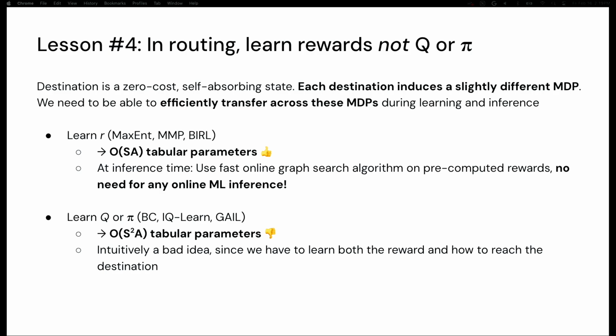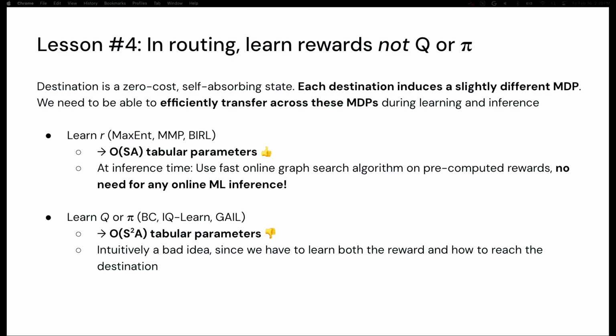So approaches that directly learn a reward function, which includes maxent and RHIP, require order SA parameters in the tabular setting. Basically, you need to learn a parameter for every single state action pair in your graph. And you're able to transfer across these MDPs completely for free because the destination is just a known fixed modification of this reward function. That's a really good benefit of inverse RL.